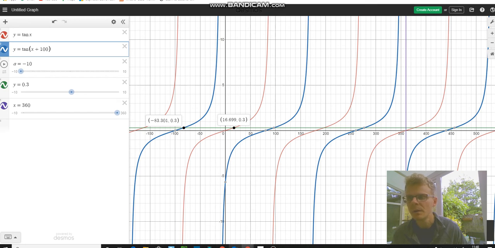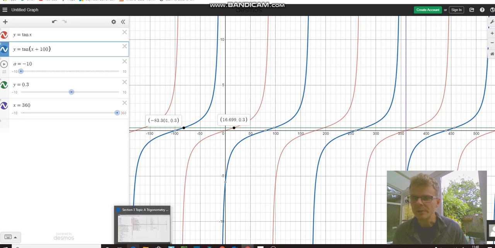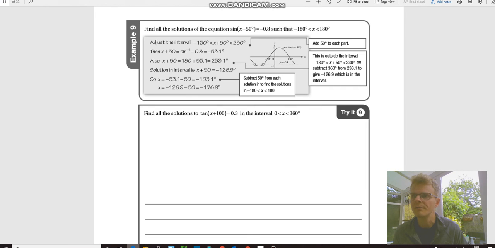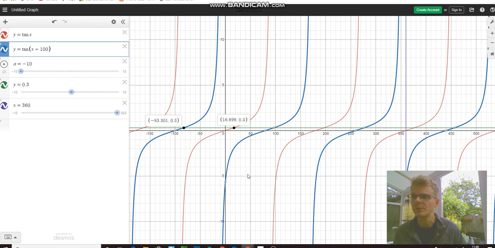So let's have a look back at the question then, shall we? The question was find the answers between 0 and 360. So straight away you can see that while 16.699 is in the range of 0 to 360, if we take away 100 from it, it now isn't anymore, because we were looking for answers to the tan of x plus 100 graph. So the minus 83.301 is good from a learning point, but we don't actually need it as an answer. So how do we get the next solution?